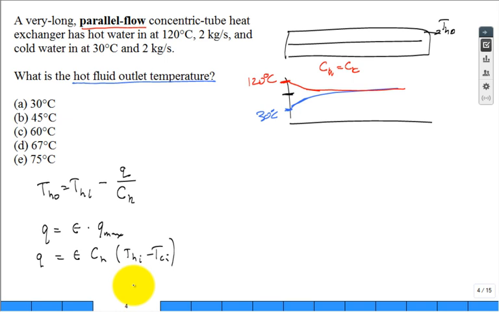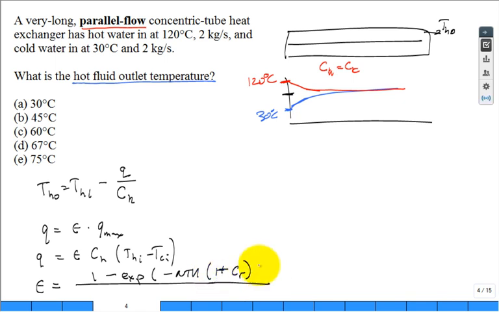Okay, so I look for a relationship for the effectiveness as a function of number of transfer units, etc. I'm going to write it out. It's 1 minus the exponential of the negative of the number of transfer units times 1 plus the ratio of heat capacity rates, close. And then we divide by 1 plus the ratio of heat capacity rates. Do I have to memorize that, Professor, for the exam?